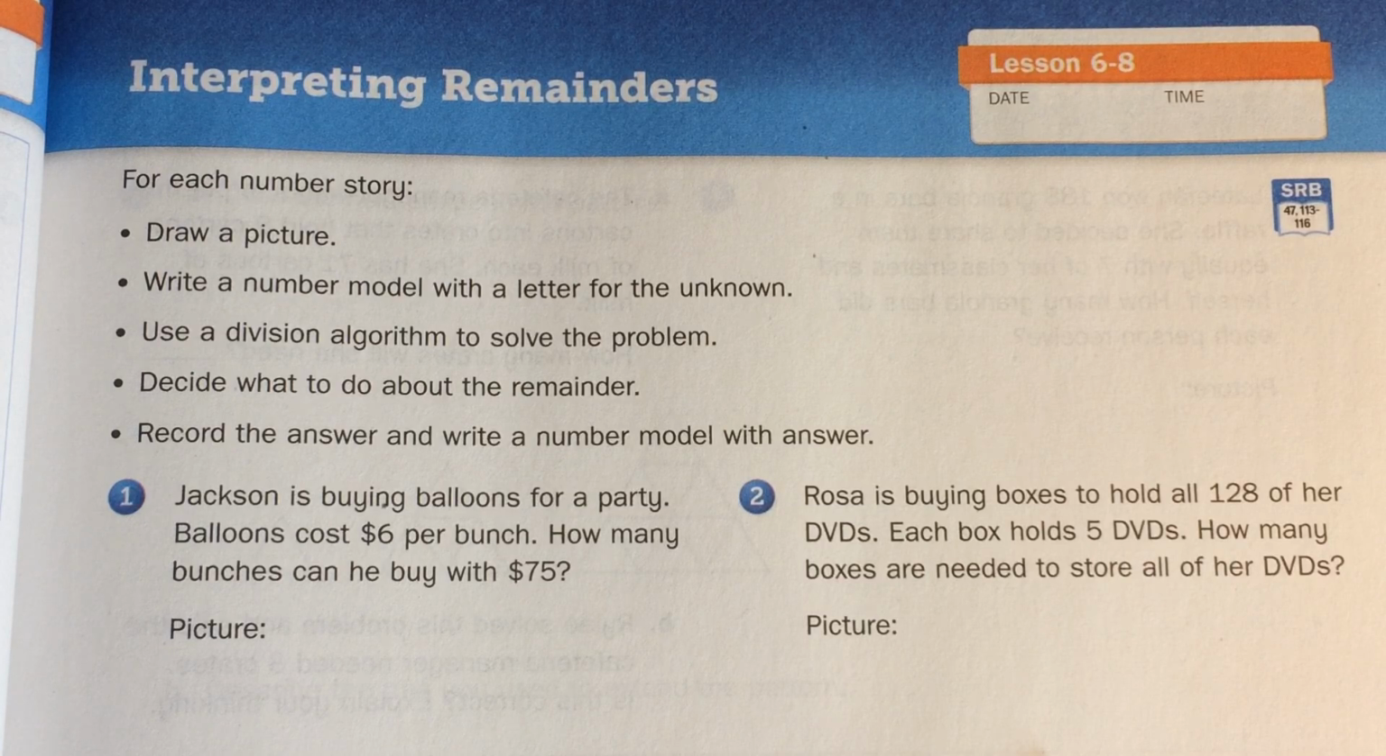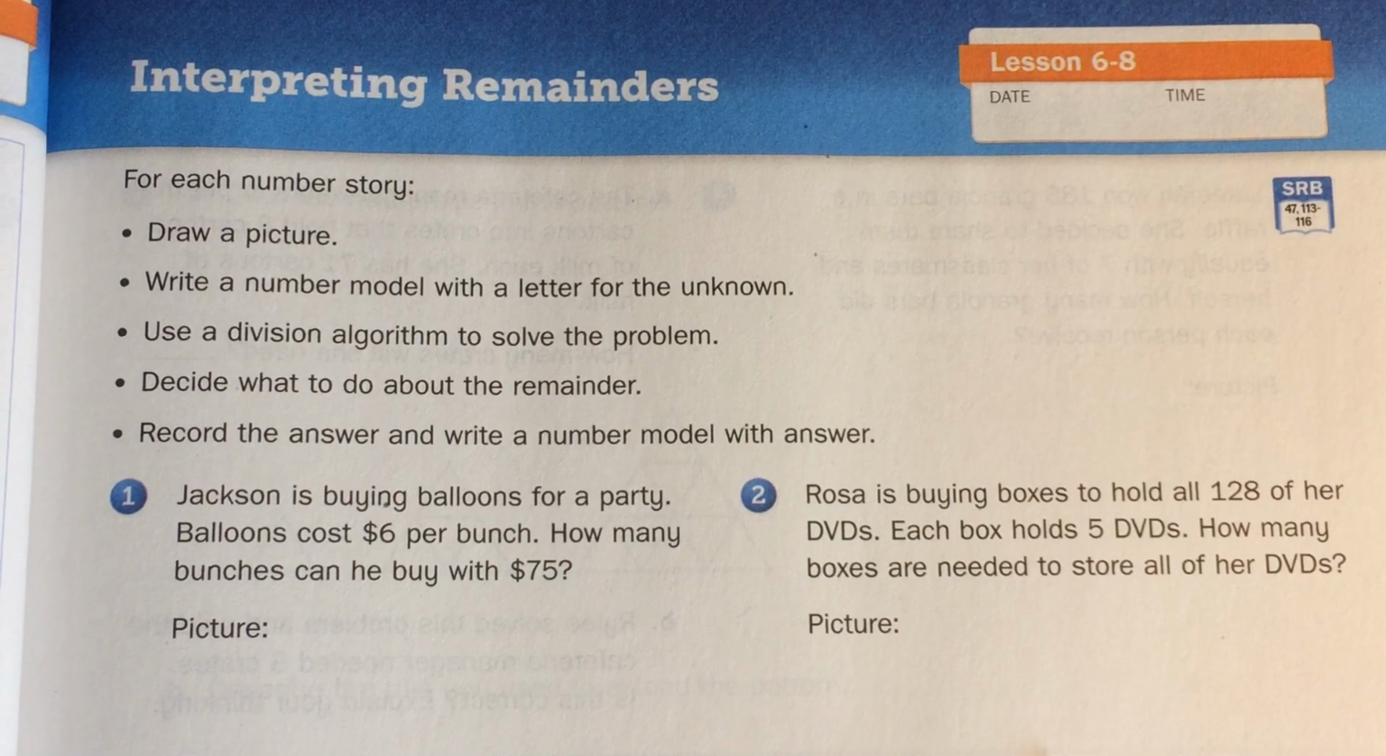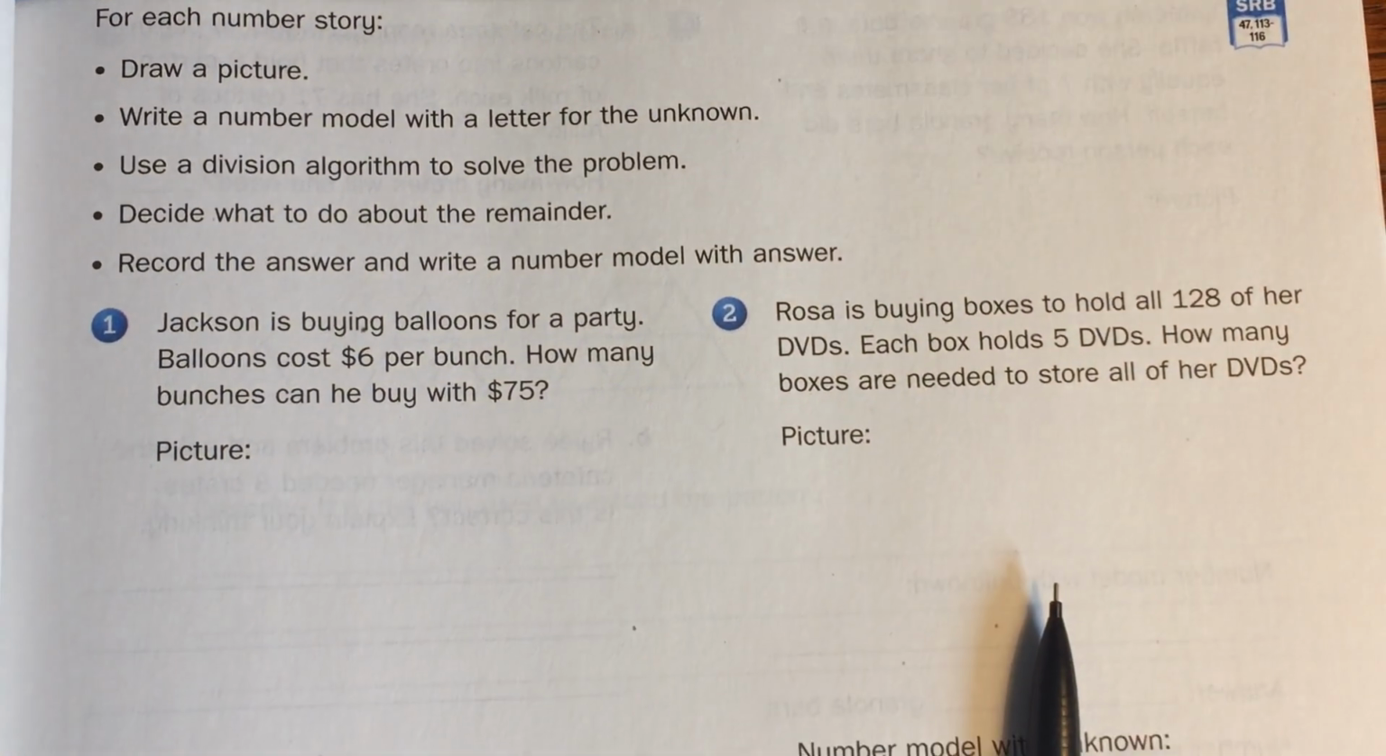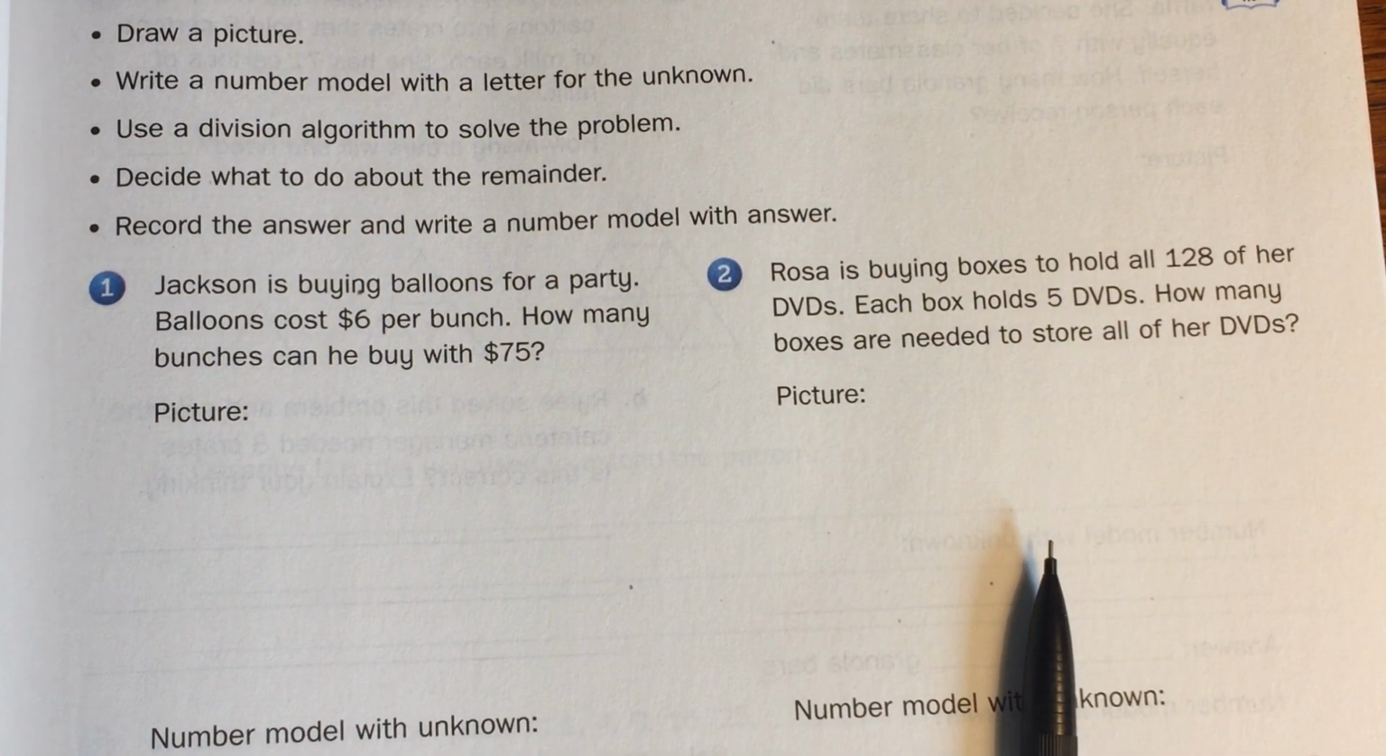I'm going to read number 1 to you, and then we're going to think about how can we draw this out. So number 1 reads, Jackson is buying balloons for a party. Balloons cost $6 per bunch. How many bunches can he buy with $75? So I like to think about this as though it's a real life thing. Imagine Mrs. Lausch gave one of you guys $75 and said, all right, I want you to go head on inside to the party store and buy as many packs of balloons as you can with the $75.